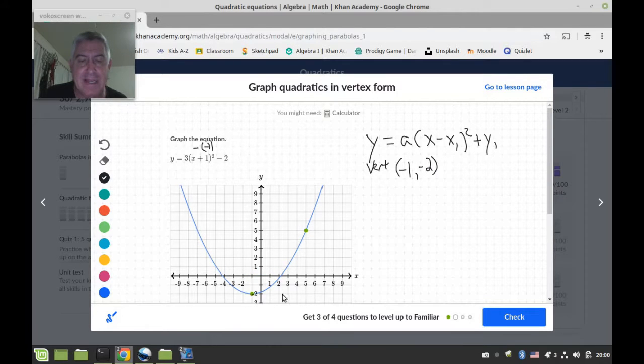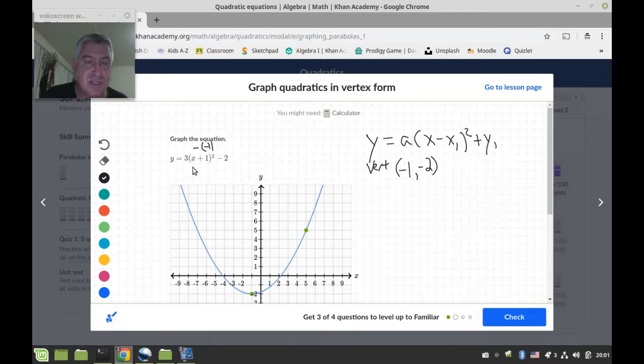And a lot of times we've been dealing with vertexes that are up over here in the positive part, but they don't have to be. They can be anywhere. And are we opening up or down? We're opening up. Okay, we're opening up. That means we could find x-intercepts if we want. Okay, but I think it's going to be easier to find the y-intercept.